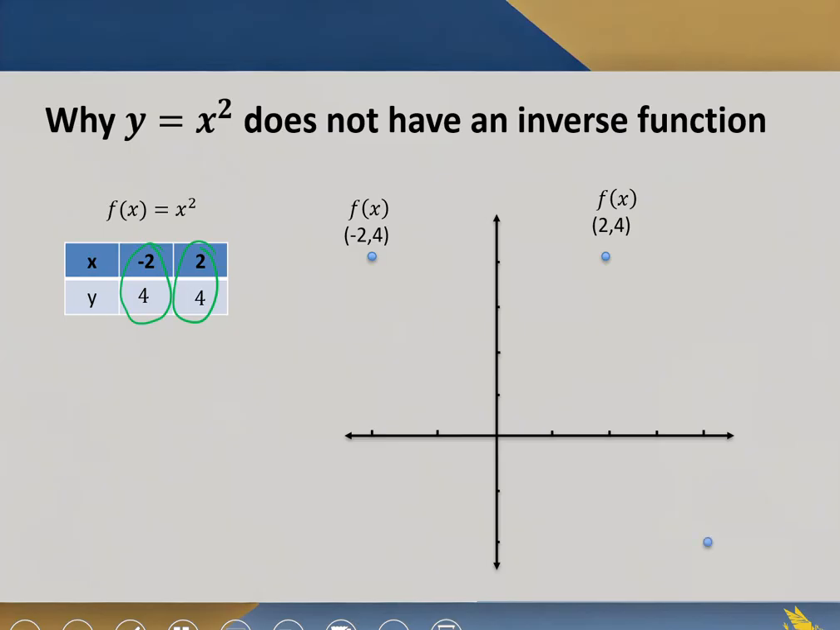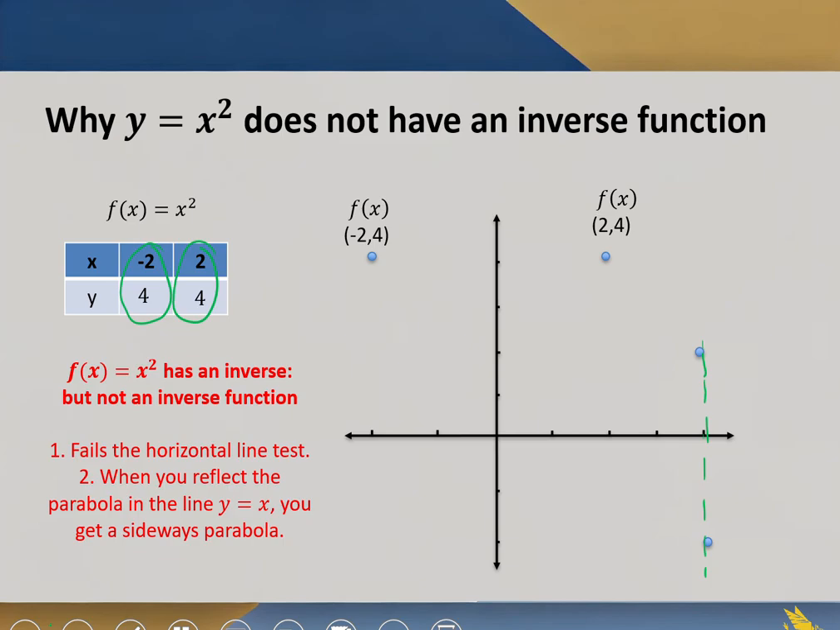If I look at the inverse and flip them, so I'm going to have (4, -2) and (4, 2), we can see if I draw a line here, it's going to be crossing both of them. So it is not a function. The reason is, if it fails the horizontal line test, when you reflect the parabola in the line y equals x, you get a sideways parabola. So those are the two reasons.